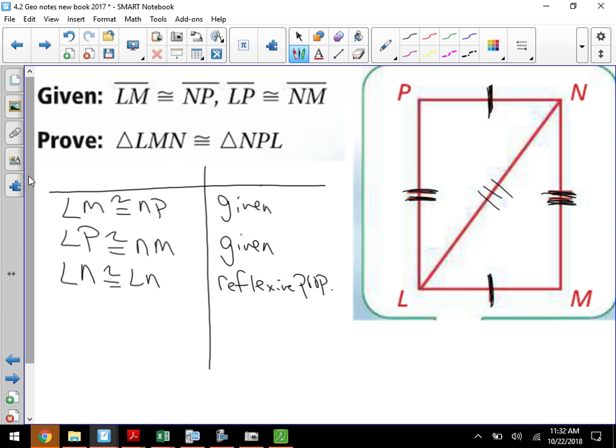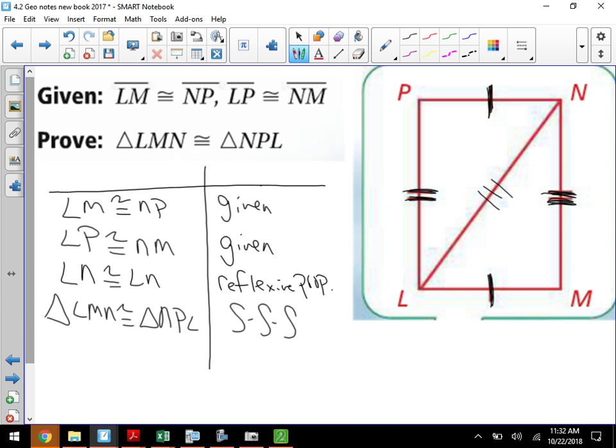Now, do you have two triangles that are congruent? Yeah. You have all three sides marked up now. Now you can say triangle LMN is congruent to triangle NPL because of side, side, side. All you're doing is using the given information, marking the diagram, and looking at what else you can do. You're going to use reflexive a lot because of shared sides. If you have a shared side, you can say that from the diagram.